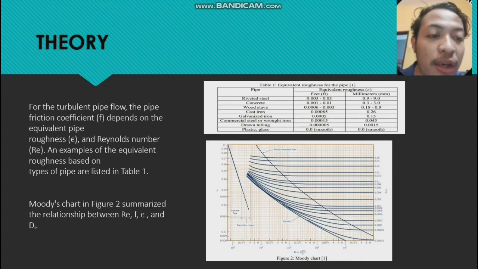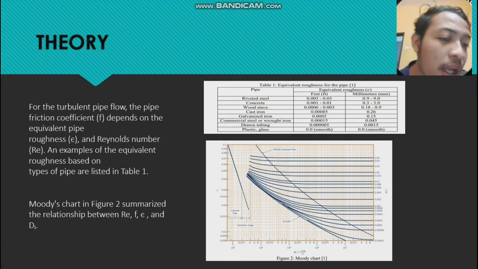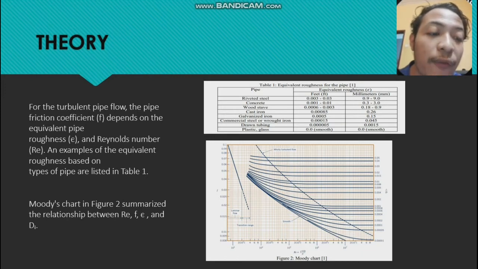For turbulent pipe flow, the friction coefficient depends on the equivalent pipe roughness and Reynolds number. An example of the equivalent roughness based on the type of pipe is listed in Table 1. So this is Table 1. Moody's chart in Figure 2 summarizes the relationship between Re, f, and D. So we go to the next slide.